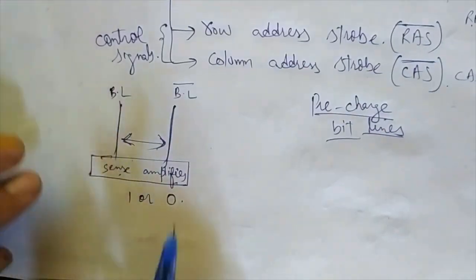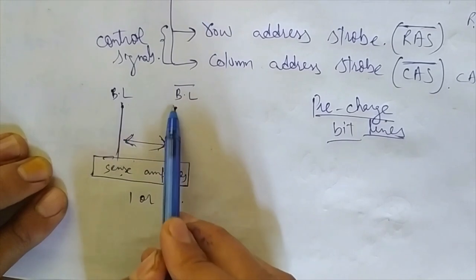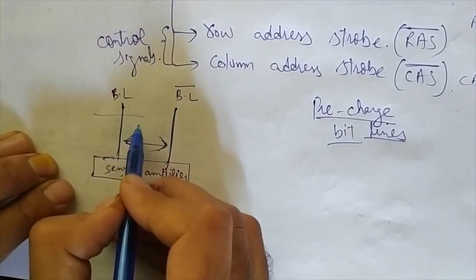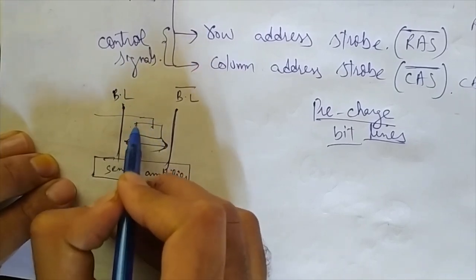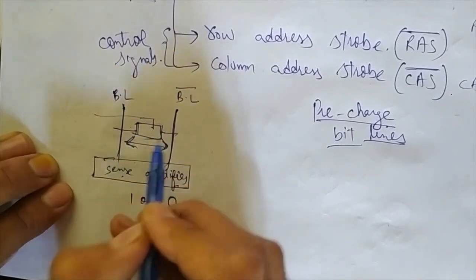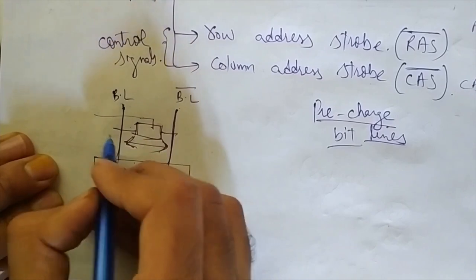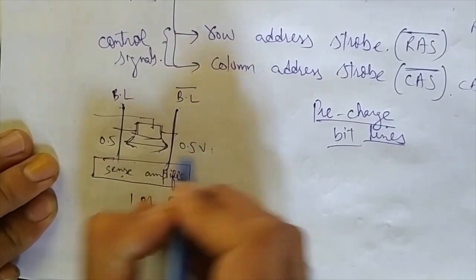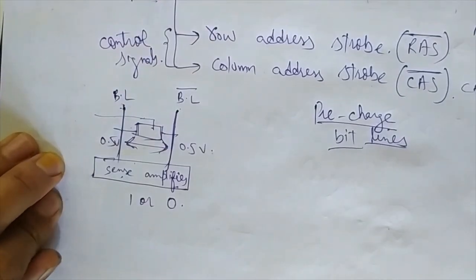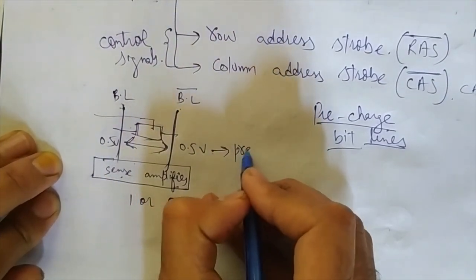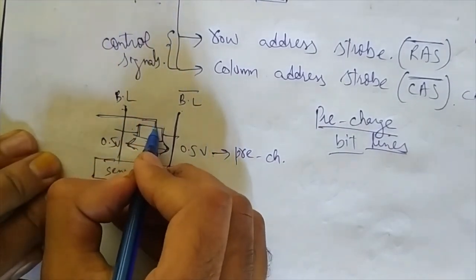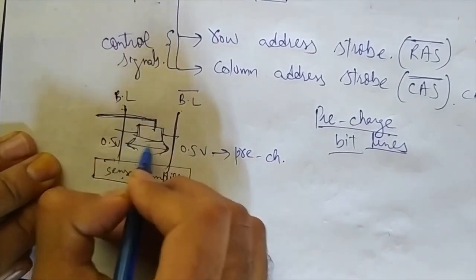What does that mean? When we want to read data, before activating that particular SRAM cell, we pre-charge the bit lines: this bit line to 0.5 volt and this one also to 0.5 volt. Both are 0.5 volt. This is pre-charging. After pre-charging, we activate the line, activating the cell.